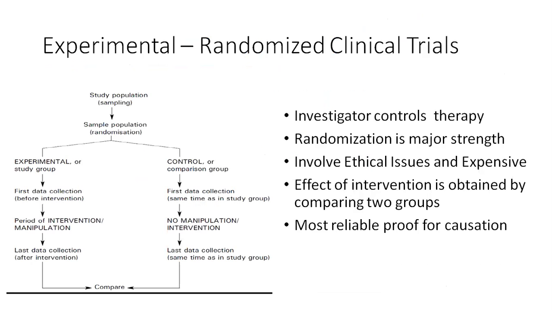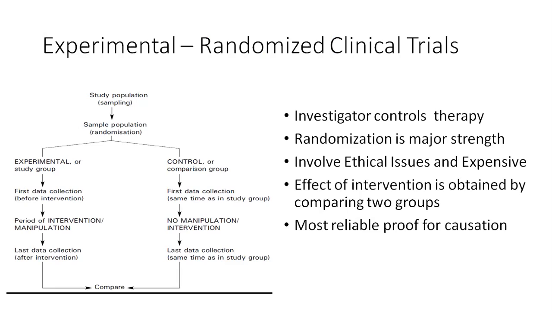The second group of studies are the experimental studies, and in the experimental studies we have two groups: basic studies and clinical studies. The basic research is done on animals, whereas the clinical research is done on human beings, and randomized clinical trials are the most reliable proof for causation.